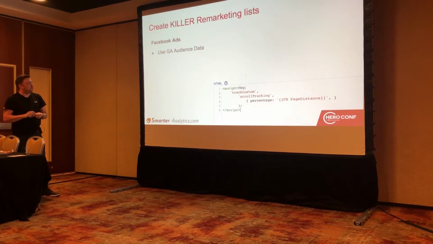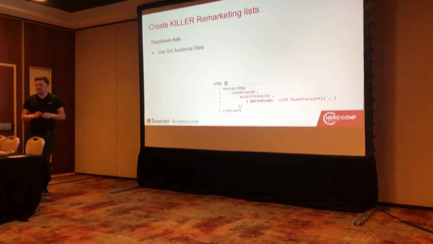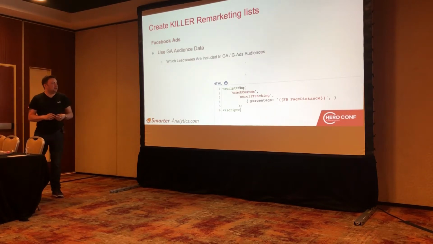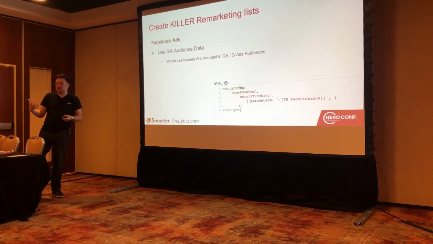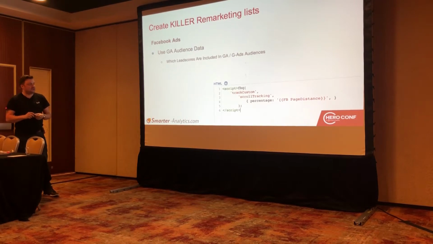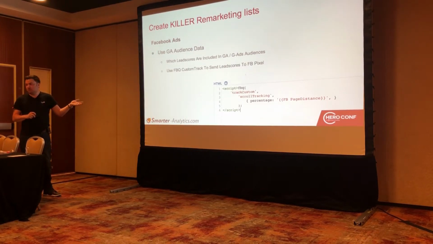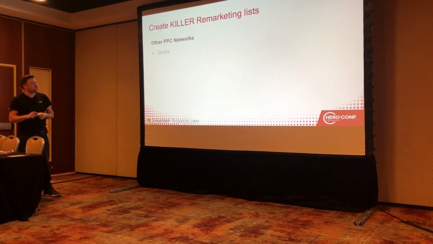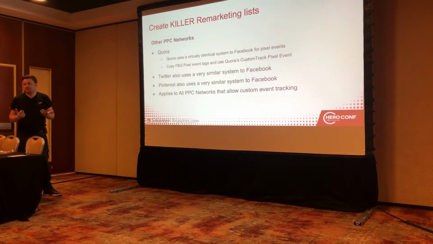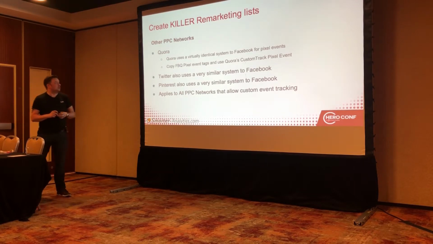Facebook ads, we use the GA audience data, so you find out which of the audiences are the best ones using Google Analytics, and then we take the variables that we're using, so the lead scores that we're using with those audiences, and then send custom tracks over to Facebook in order to define the same audiences inside of Facebook. So we can then create lookalike audiences. We can do exactly the same thing in Quora. We can do the same thing in Twitter, Pinterest, and just about all of the PPC networks work in the same way, where we can send custom events into the pixels, and that's how we get all the other PPC networks.